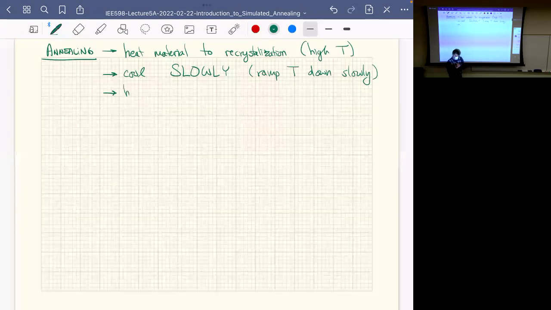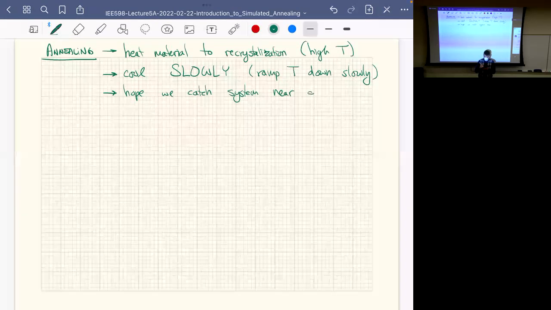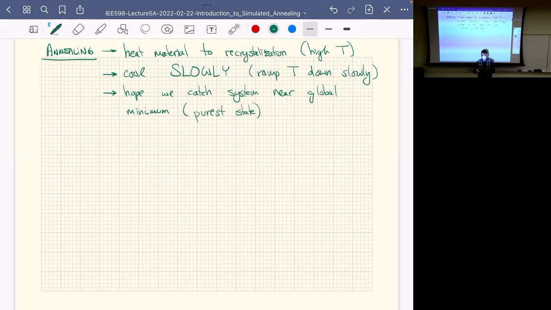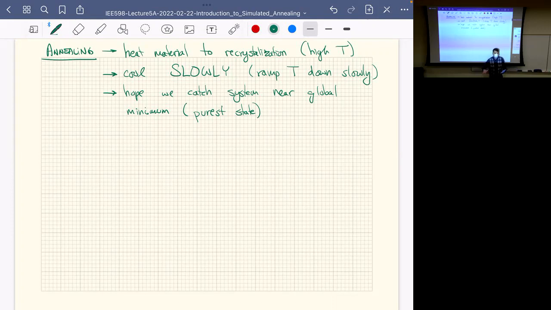And then we hope we catch the system near global minimum. So this is kind of the purest state. So the idea here again, imagine I've got a block of ice, it's got a bunch of imperfections. Heat it up, turns it all into water, cool it slowly, and if I cool it nice and slowly, then eventually I'll get ice again, but hopefully that ice will have a flat surface that's just polished. And that cooling slowly is what allowed me to do that.